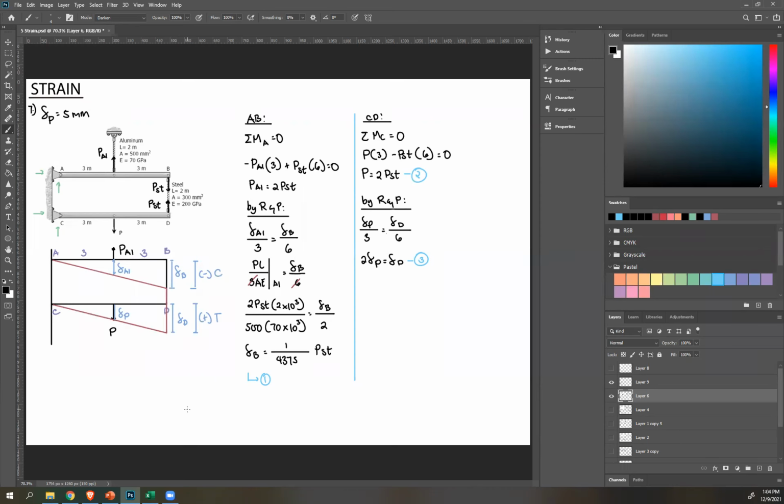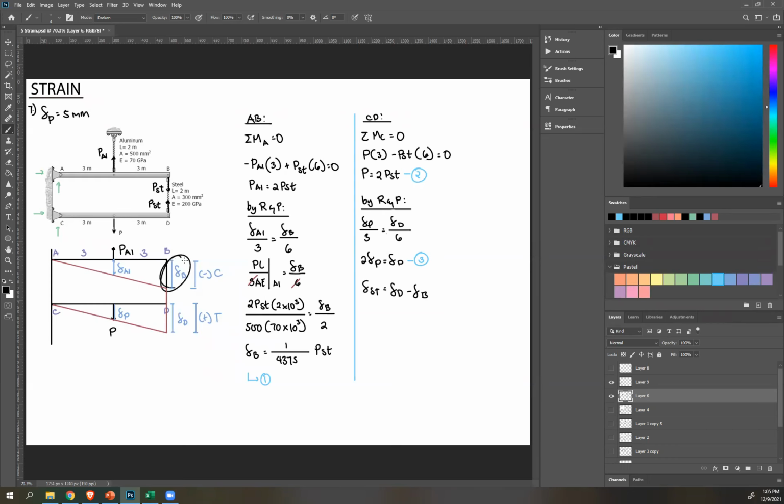So once again, what happened to your steel is it compressed by this much, right? And then it elongated by this much. So to put that into equation, the total deformation of your steel is how much your steel elongated, and that's positive, plus how much your steel compressed, and compression is negative. And that amount is by this, delta B.